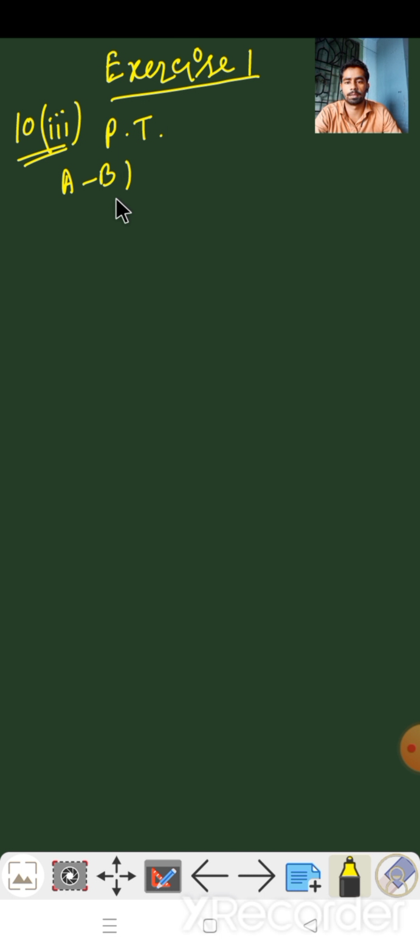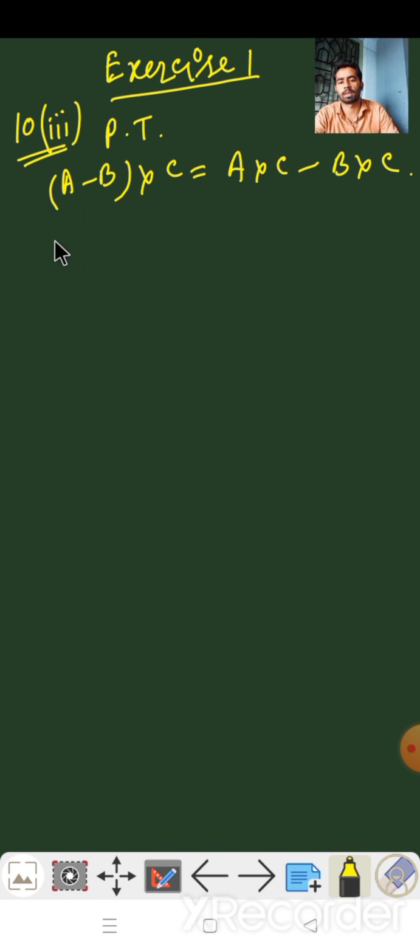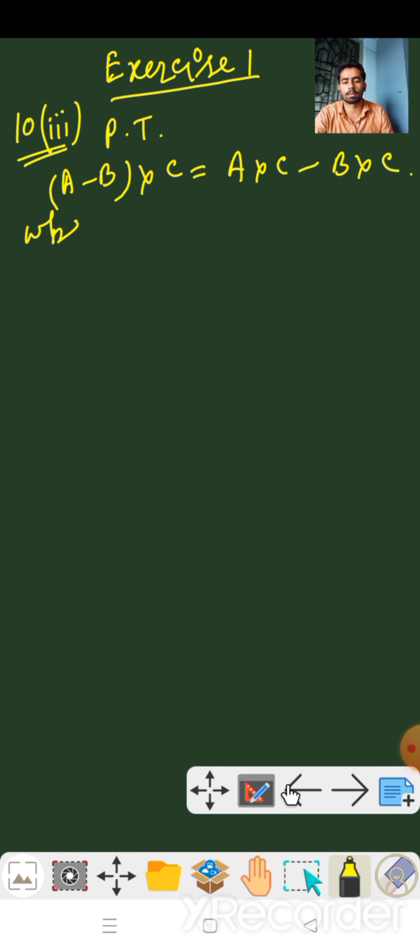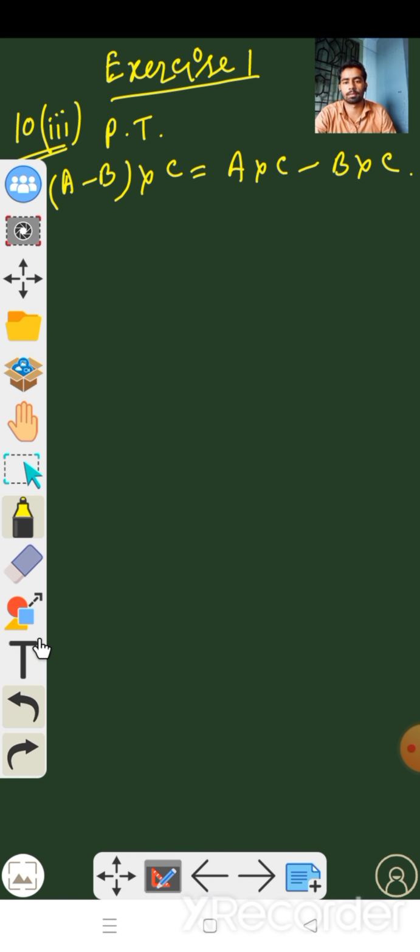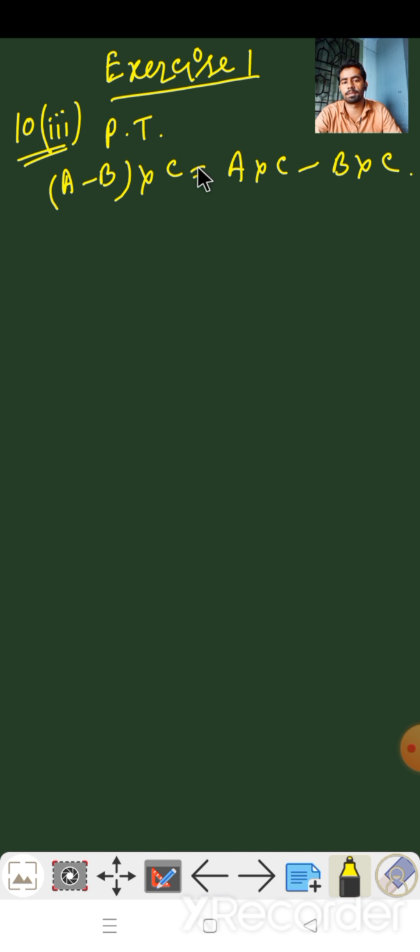(A difference B) cross C equals (A cross C) difference (B cross C), where A, B, C are subsets of universal set S. Proof.